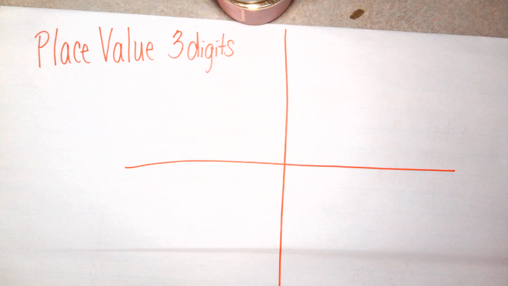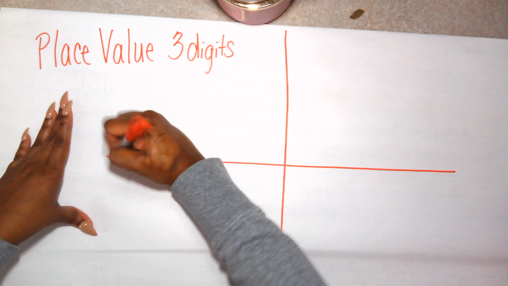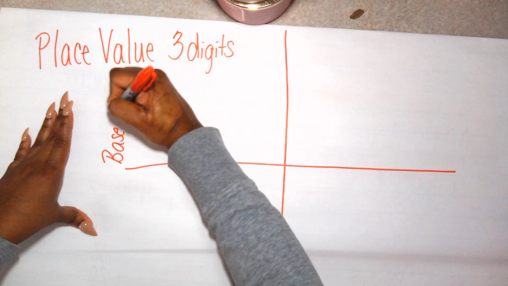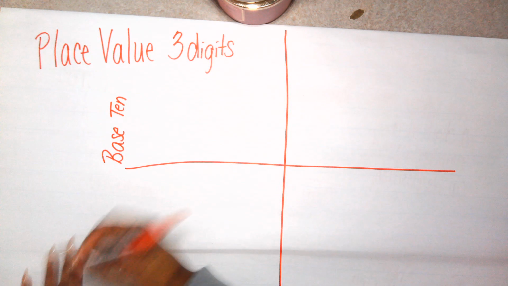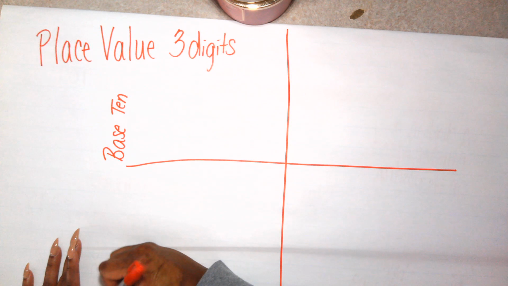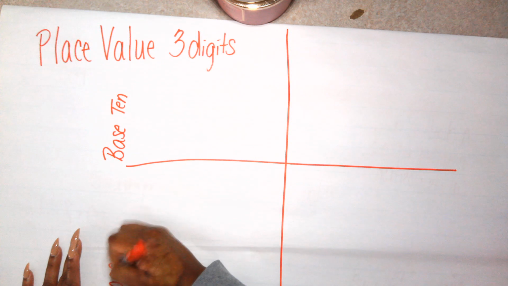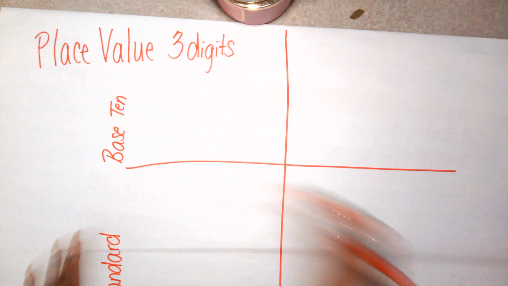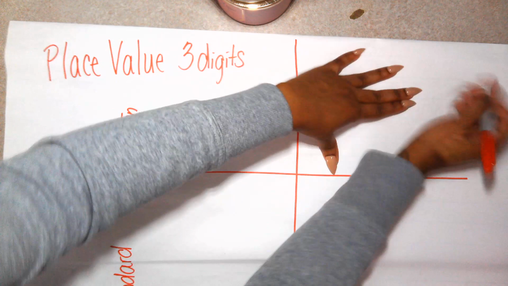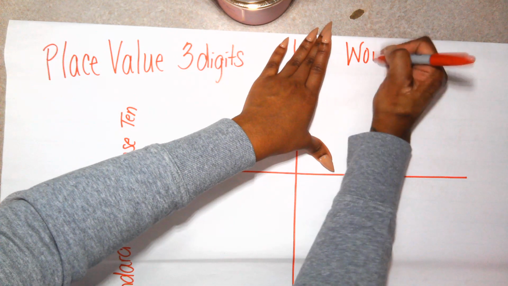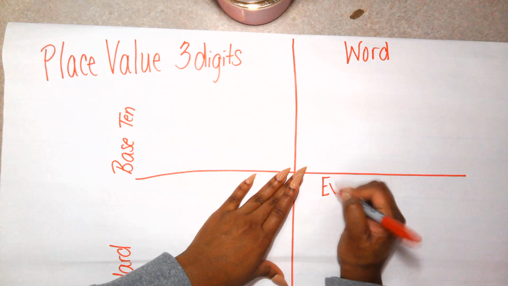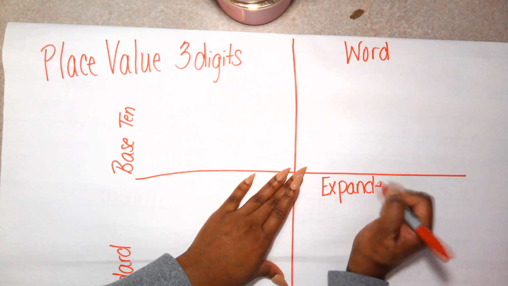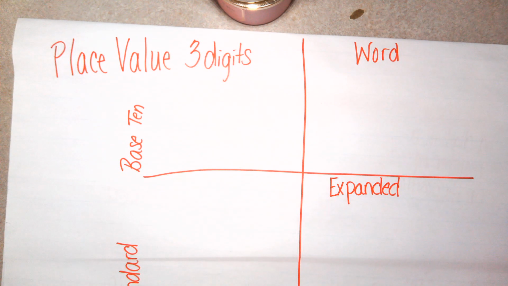Okay, all right, so this is going to be my base 10. This will be my standard. This will be my word. I'm going to just put it up here. And this will be my expanded. Okay. All right. So when it comes to a number, let's say that number is 207.